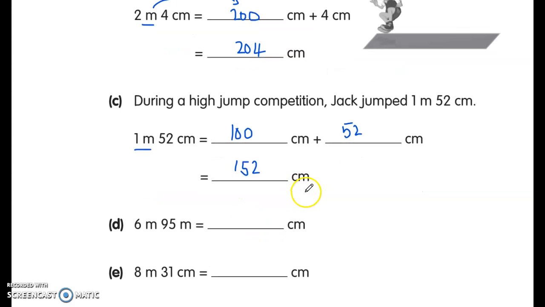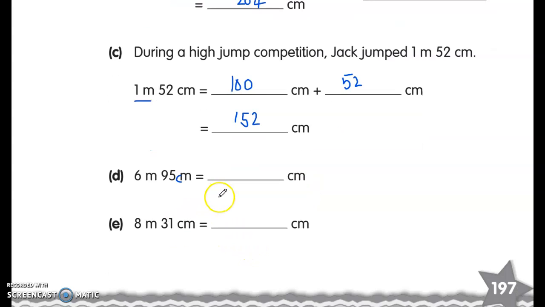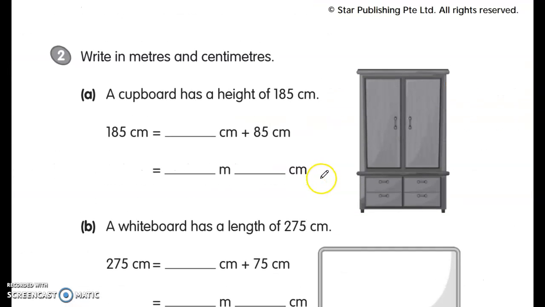Alright. So now let's move to question D. Okay, question D, there is a typo on Mrs. Chai's worksheet, so it should be in cm. So 6 meters and 95 cm, converted into cm is 695. Next up, 8 meters 31 cm, to convert to cm is 831 cm.